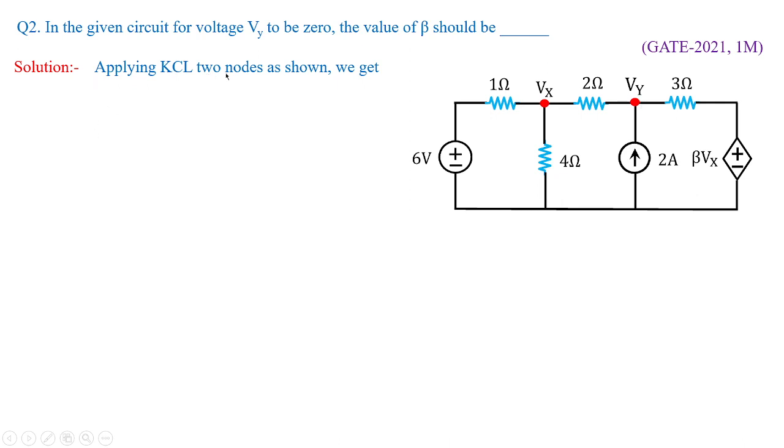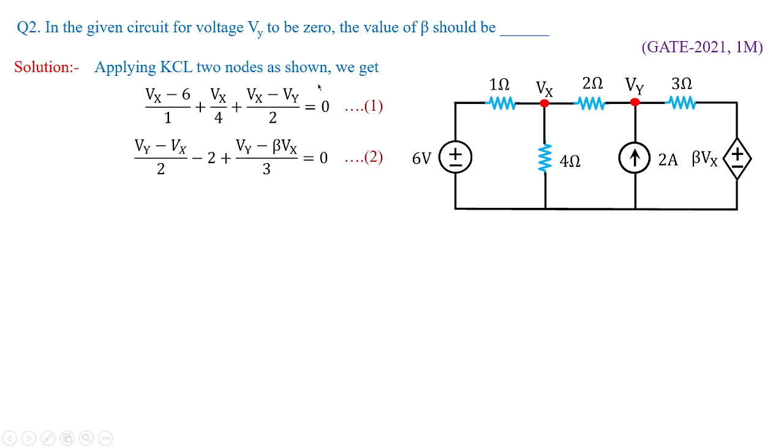So applying KCL to two nodes as shown. I'm assuming these two nodes as Vx and Vy, and applying KCL to the first node, I get Vx minus 6 by 1, that is one branch current. Then Vx by 4, that is another branch current, and Vx minus Vy by 2 becomes a third branch current, and the algebraic sum of the currents at a particular node is equal to 0. With this, I get equation 1. Similarly, I get equation 2, that is Vy minus Vx by 2 minus 2 plus Vy minus beta Vx by 3 equal to 0. So these two equations are framed from the given problem. This was asked in GATE 2021 for 1 mark.